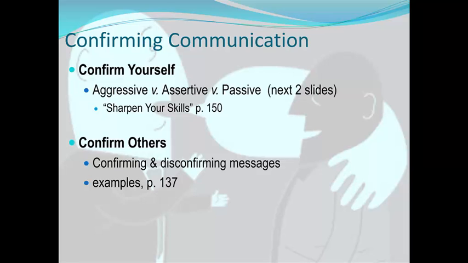And then we're going to talk about confirming others. We have this idea of confirming and disconfirming messages, and these are really crucial to everyday interactions as well as to moments of conflict. There are some good examples in the textbook on page 137, and I'll provide some more within the lecture slides.